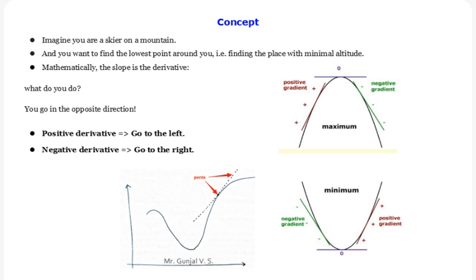Imagine you are a skier on a mountain. You want to find the lowest point around you, i.e., finding the place with minimal altitude. Mathematically, the slope is the derivative. Positive derivative means go to the left, and negative derivative means go to the right.